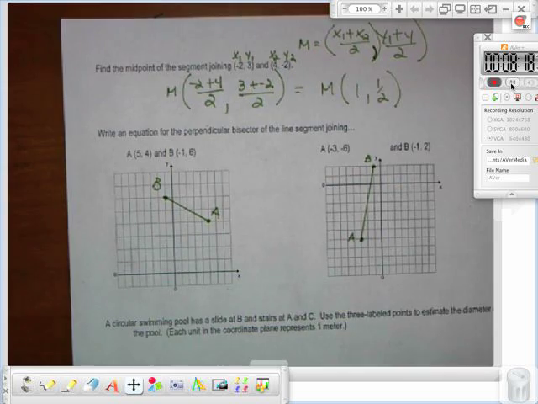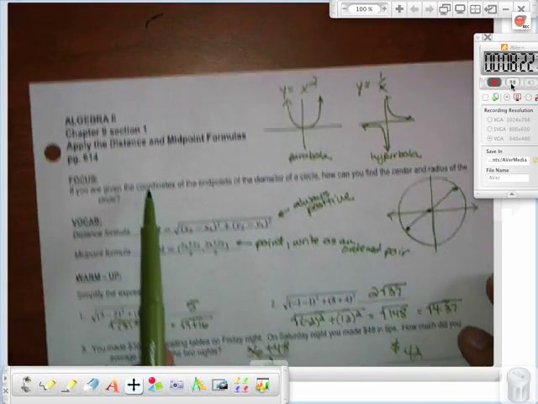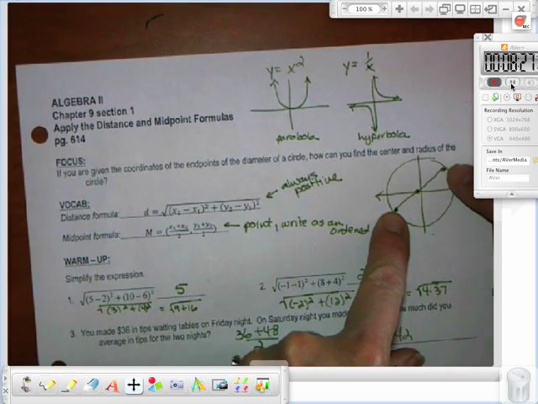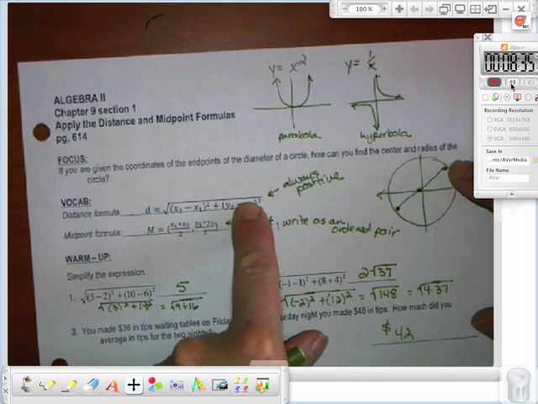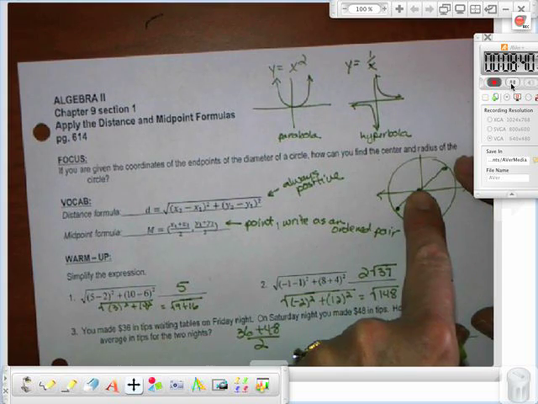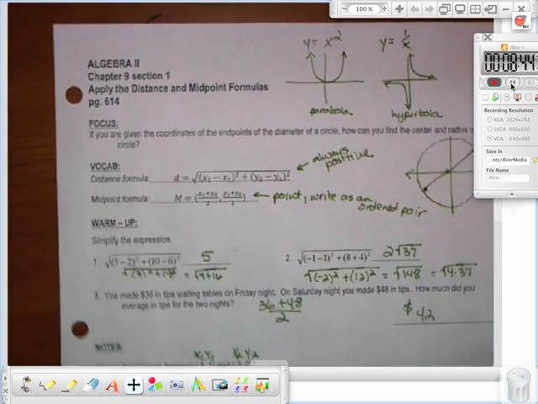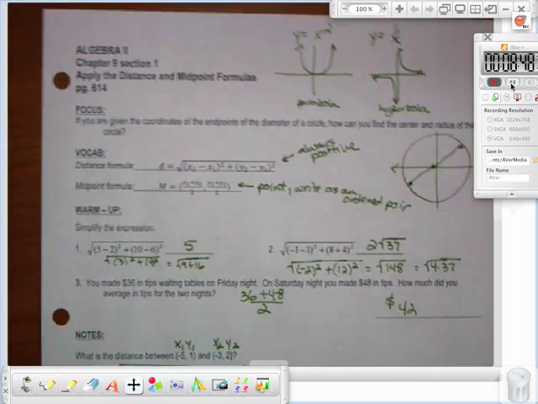So this is kind of where, if you look at what our focus was, it says if you're given the coordinates of the endpoints of the diameter of a circle, so here you'd be given the points on a coordinate plane, and they'll tell you it's the endpoints of the diameter. You can find the length of the diameter by using the distance formula, and you can find the center by using the midpoint, and always cut the diameter in half to get the radius. So using the distance formula and the midpoint, you've already accomplished what it says here.